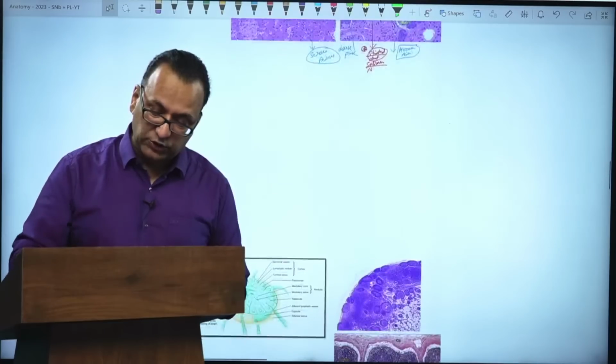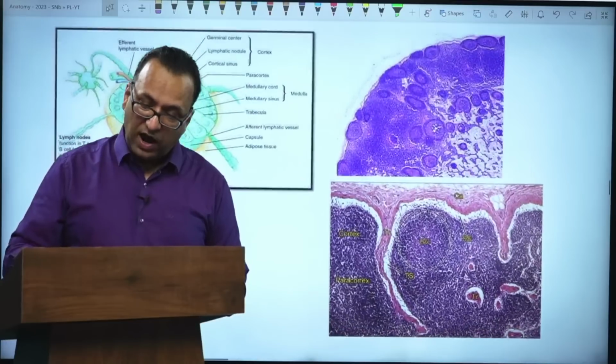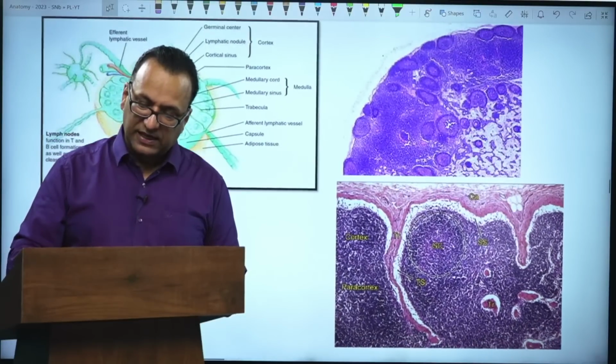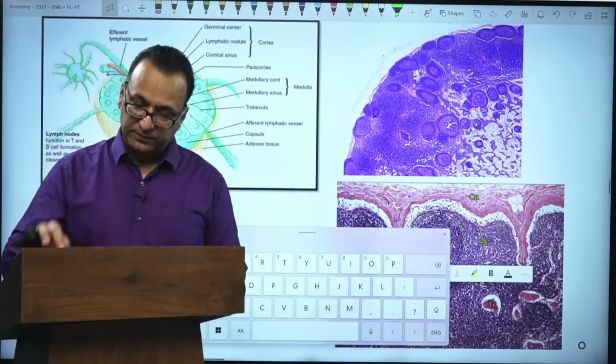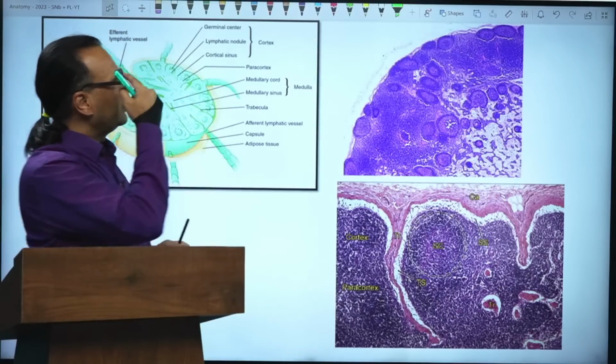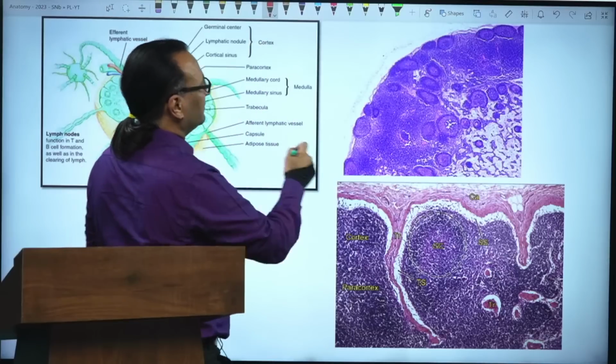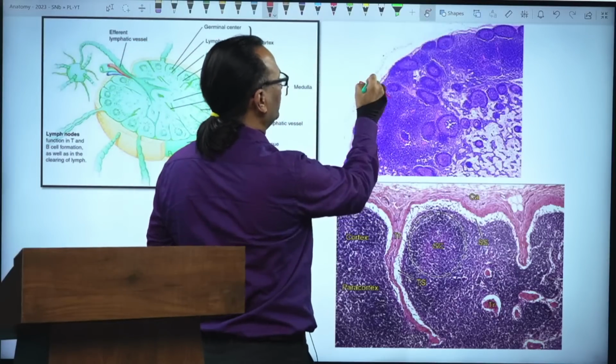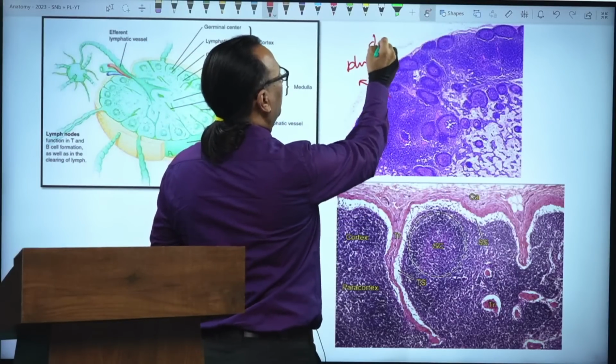You cannot be casual. Now, how do you know that this is a lymph node? We know it is a lymphoid tissue, first of all, because we find that it has a lot of blue dots. Lot of blue dots.